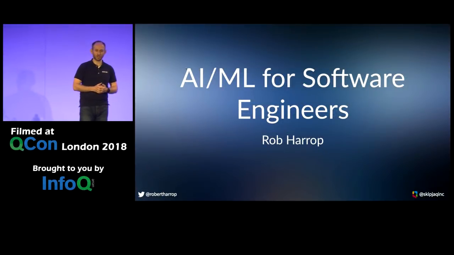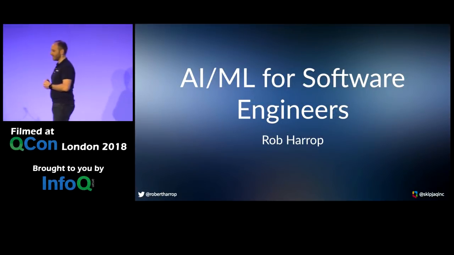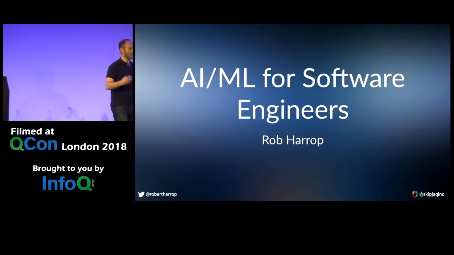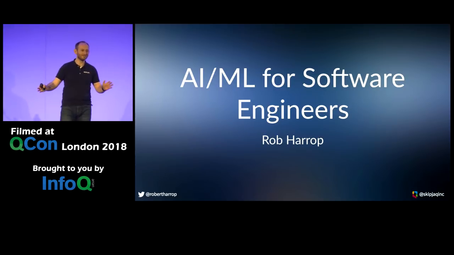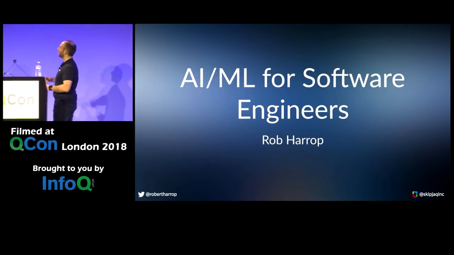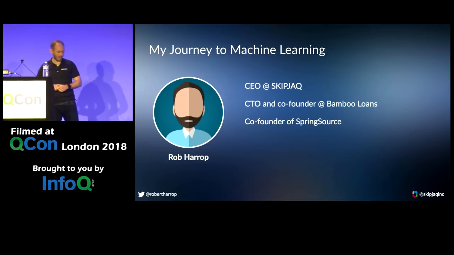I'm here to talk about machine learning for software engineers. I also want to talk about AI, but rather than keep saying AI or ML, I'm just going to say ML, just to simplify things. AI is just a sub-branch of machine learning, so it's kind of irrelevant which we get into.